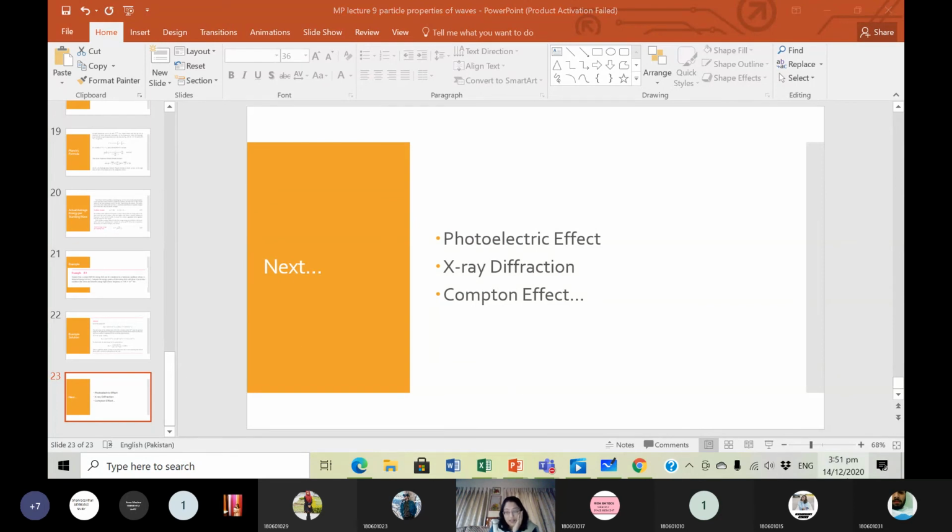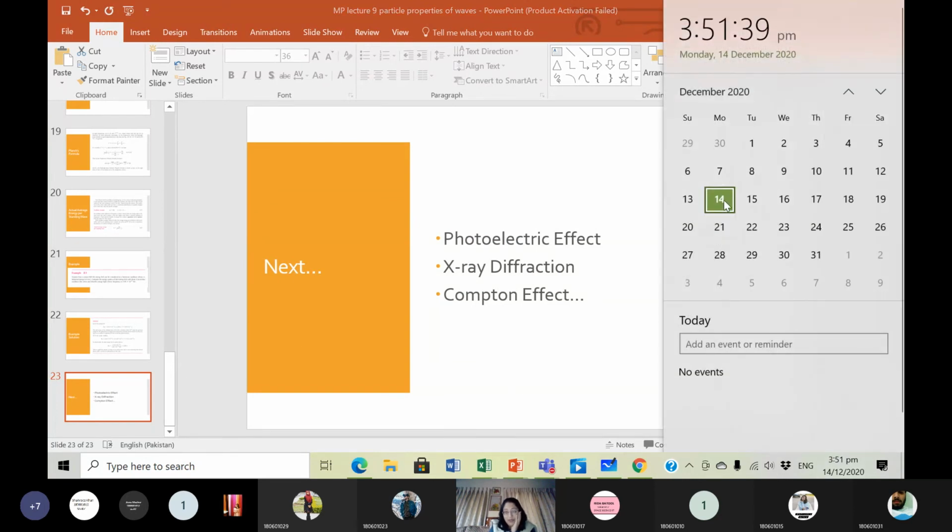Today is 14th, so we have a quiz on the 16th. Then 15th, 21, 22, we will have 3 more lectures. I hope that we'll be able to finish this particle properties of waves in 3 more lectures. And then 23rd will be the last quiz. 23rd will be 1 quiz, and 28th another quiz, possibly. For now, we're sure that we have 2 quizzes, 16th and 23rd.